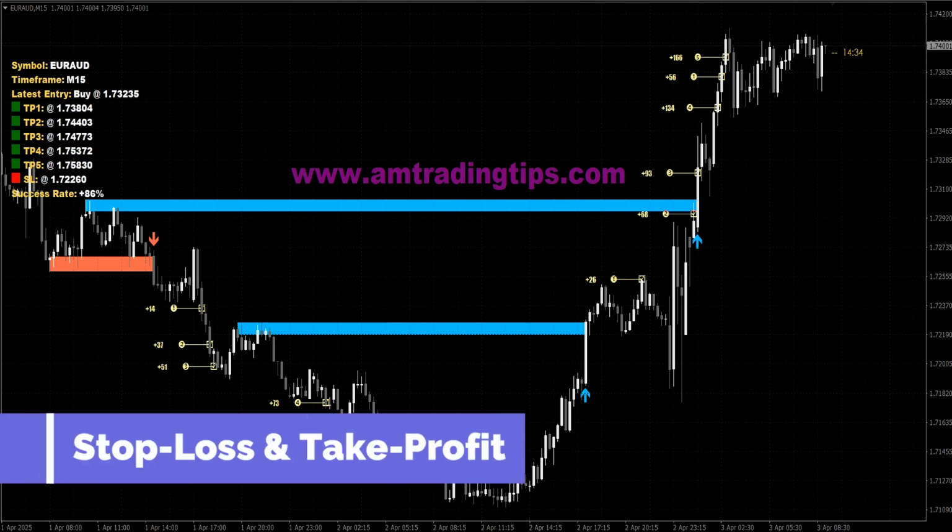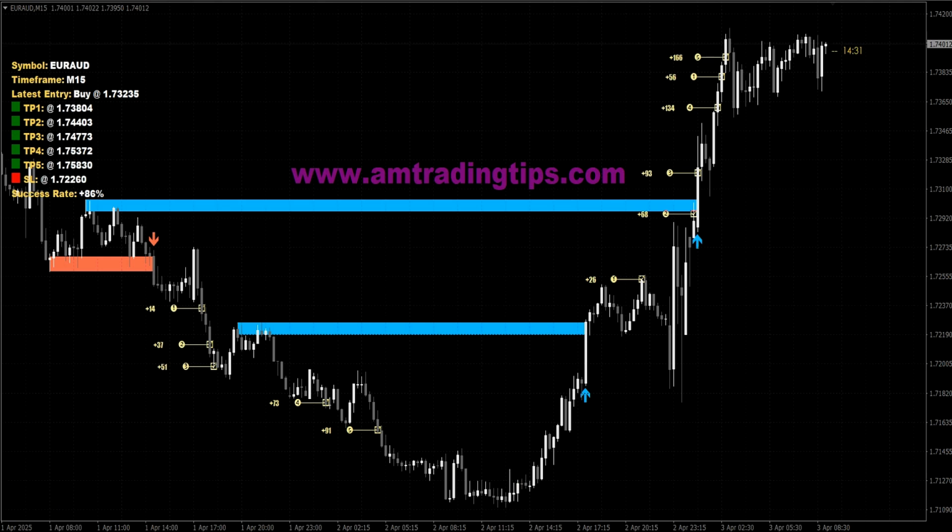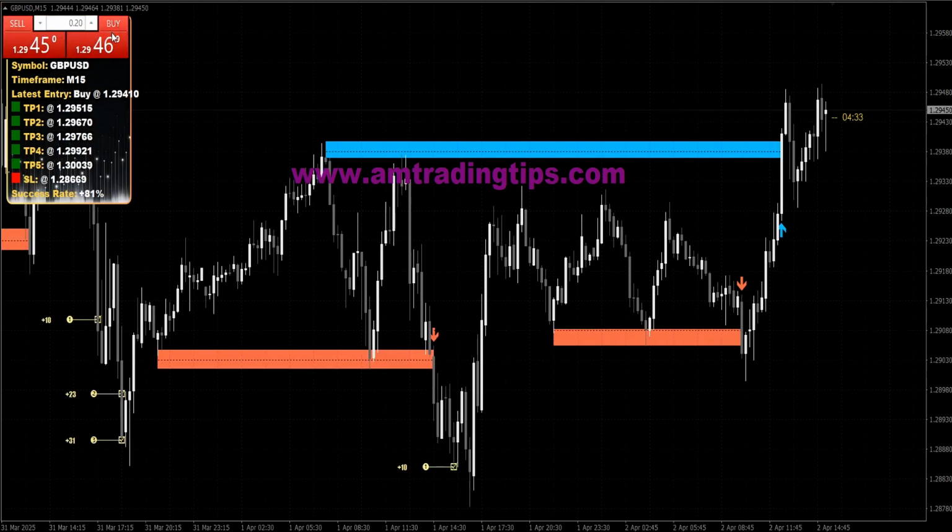Stop loss and take profit. You don't need to guess. The indicator automatically shows you where to set your stop loss to limit your risk. It also shows you 5 clear take profit levels based on Fibonacci targets, so you can easily choose how much profit you're aiming for.